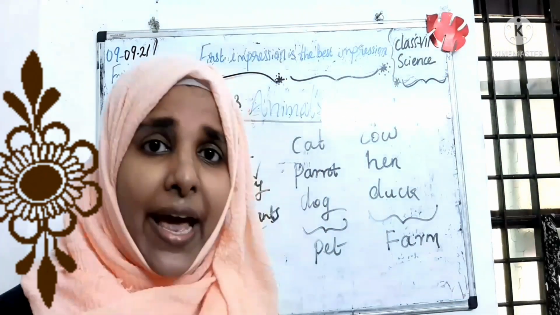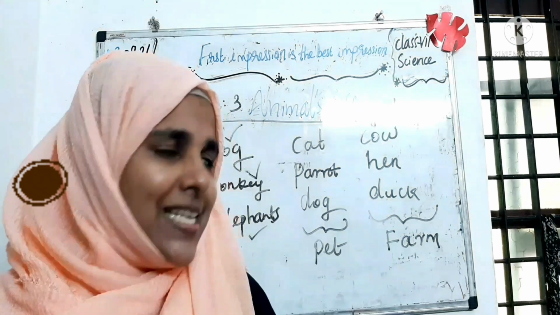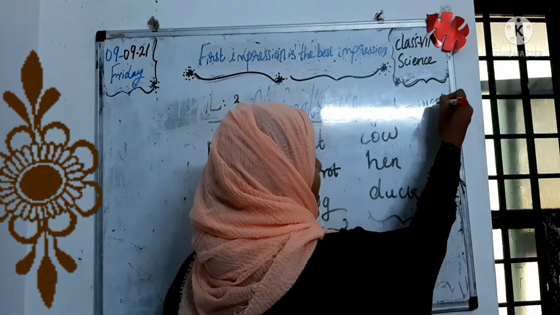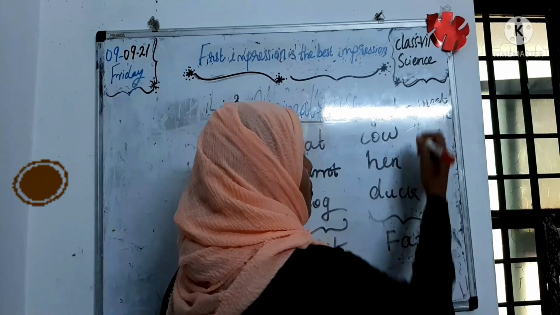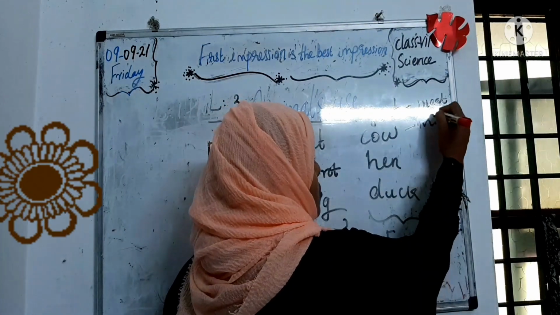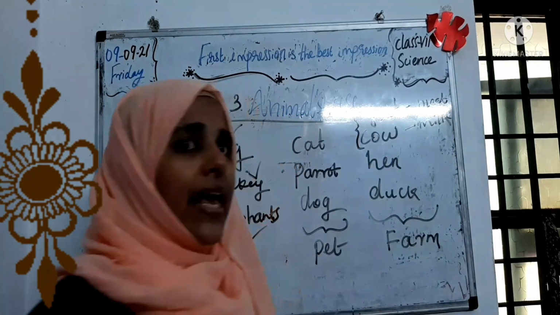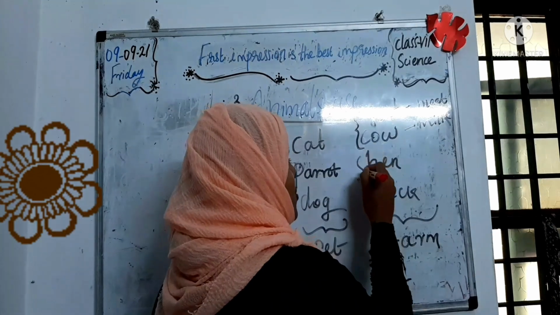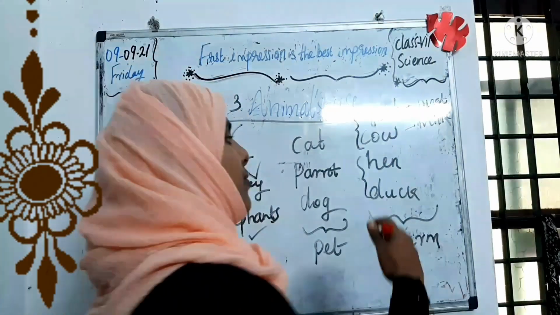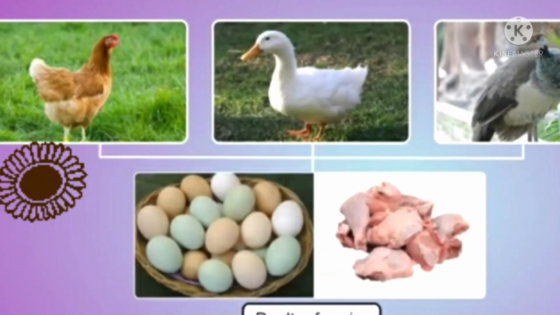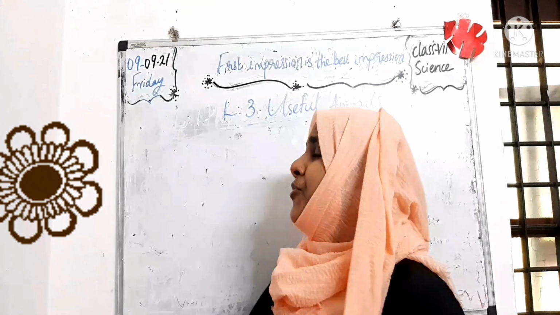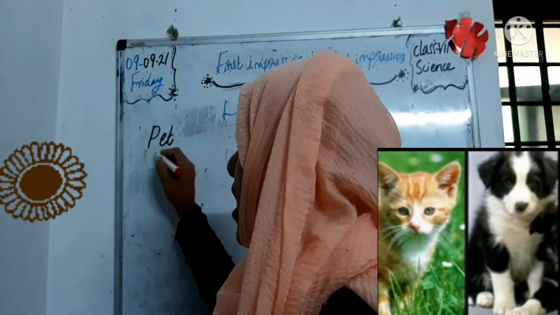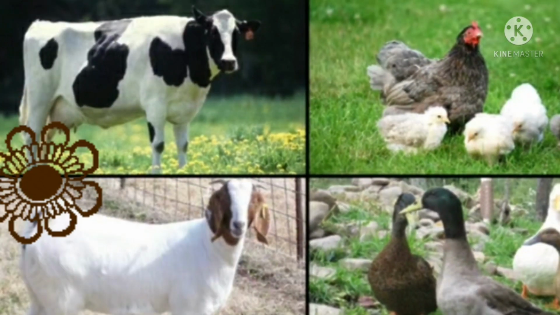We keep them in a farm and give special care to them because they are giving a lot of products. Like goat giving meat and milk. What about cow? Cow also giving meat and milk. Is it children? So both goat and cow give milk and meat to us. What about hen and duck, children? Hen and duck, they are giving what? Yes, of course, egg and meat also. Okay. Now you understood what pet animals are, example like dog and cat. And what are farm animals? Example like cow, hen, duck, like that.